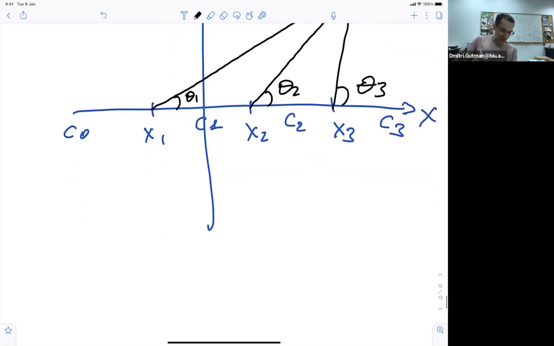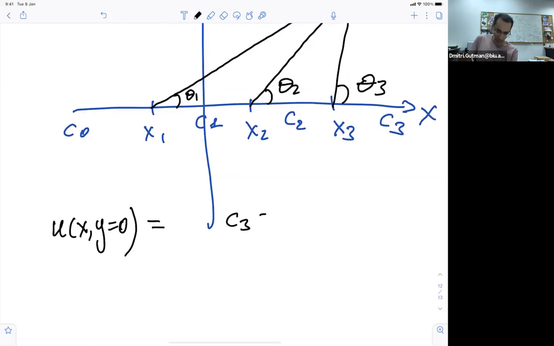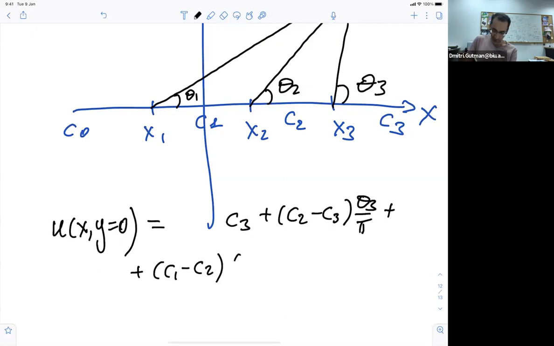אז איך אני יכול להגדיר את ה-boundary conditions על השפה? באמצעות זוויות תטא 1, תטא 2 ותטא 3. מאוד דומה למה שעשינו מקודם באמצעות זווית תטא. אני פשוט משתמש באותו רעיון ואני כותב C3 ועוד C2 מינוס C3 כפול זווית תטא 3 חלקי פאי, ועוד C1 מינוס C2 כפול זווית תטא 2 חלקי פאי, ועוד C0 מינוס C1 כפול תטא 1 חלקי פאי, ותשימו לב מה קורה.